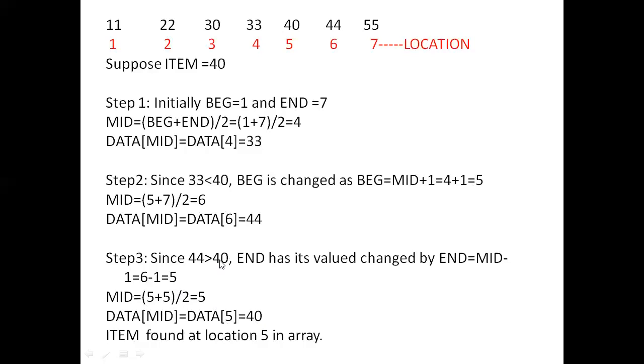So my searching element is equal to my data mid. It means my item is found. Which location did I find it in? I'm getting location 5. So the item is found at location 5 in the array.